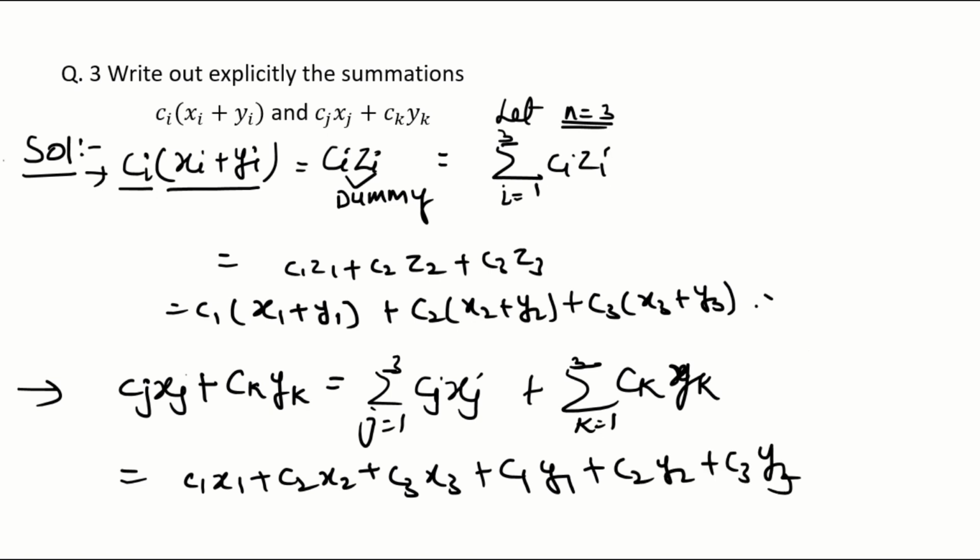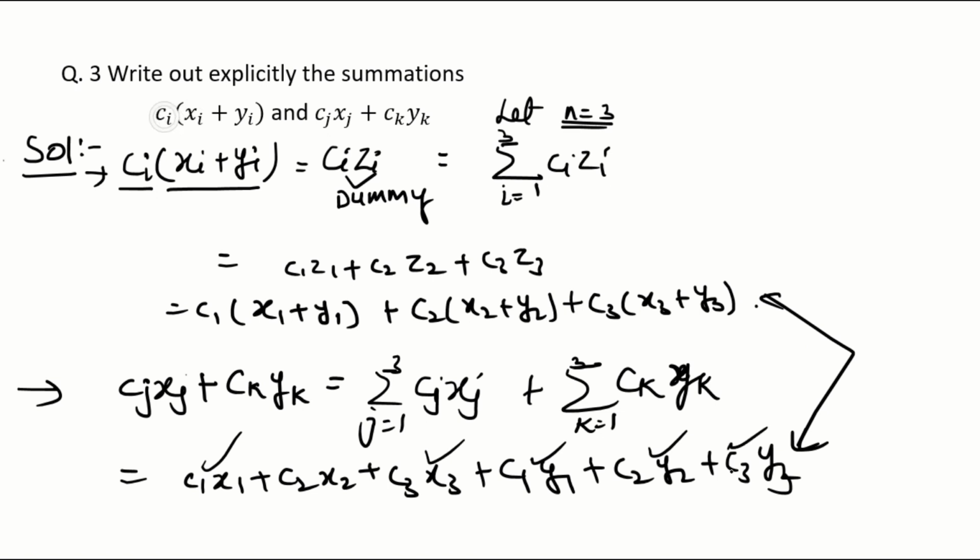Now if you see both the results, they are the same. Here c1 x1, so you are getting c1 x1, then c1 y1, then c2 x2, c2 y2, c3 x3 and c3 y3. So all the terms are the same.